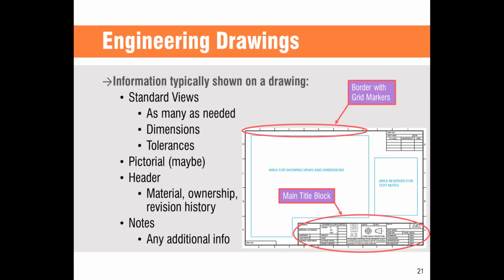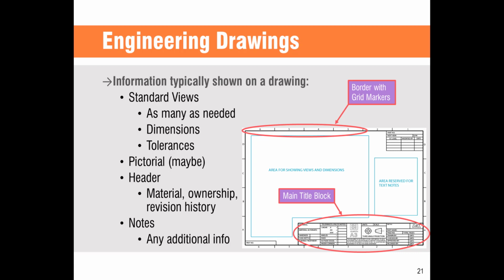The first being standard views. Make sure to include as many as are necessary, and often that'll be your top, front, and side view, which is typical for third angle projection. You can add more views or omit a view if it is not needed. These views must be dimensioned. The tolerance can also be included, or it can be found in the header. Some engineering drawings might include an isometric pictorial, but it is not necessary.